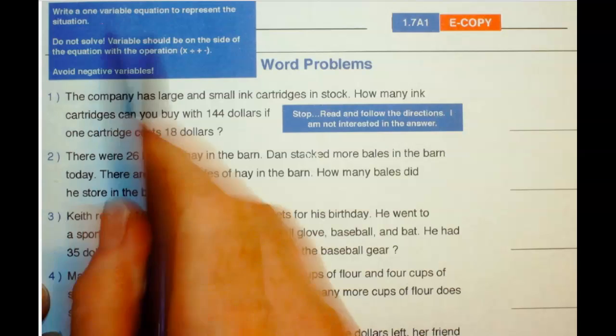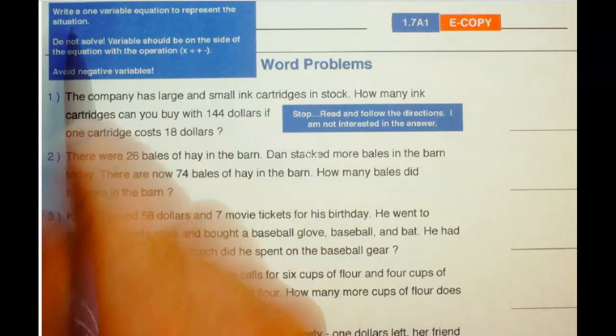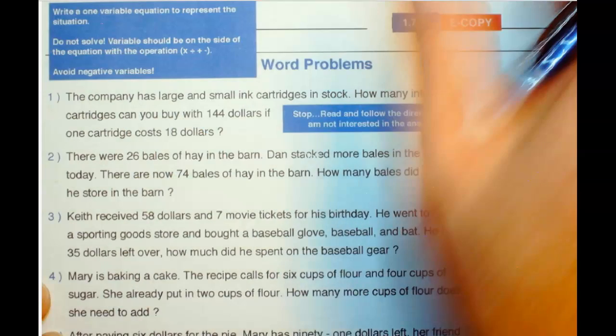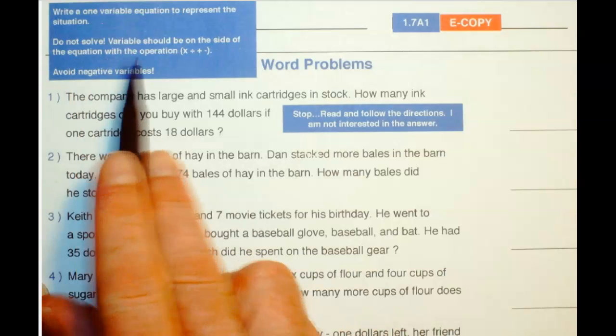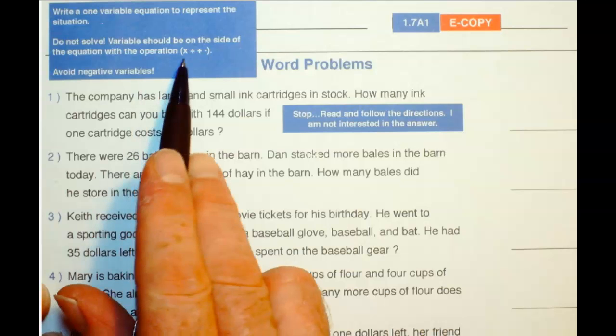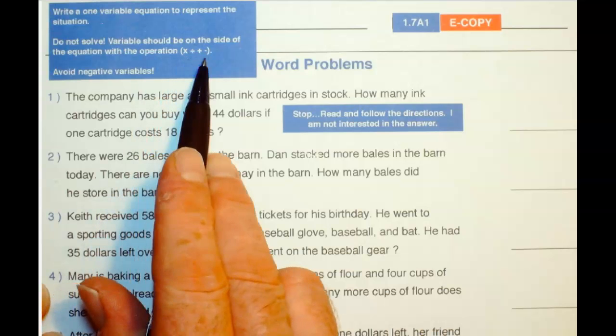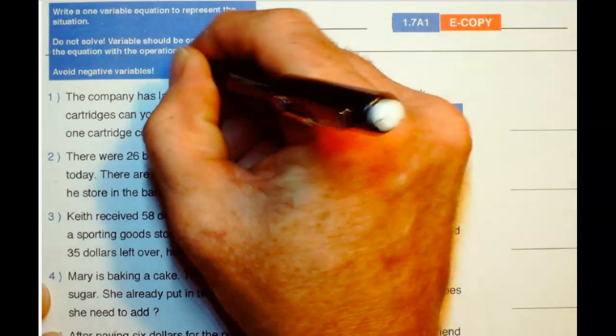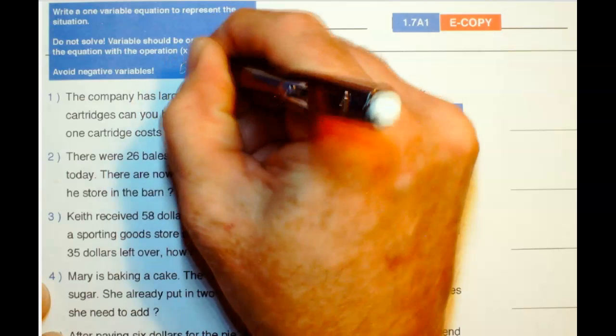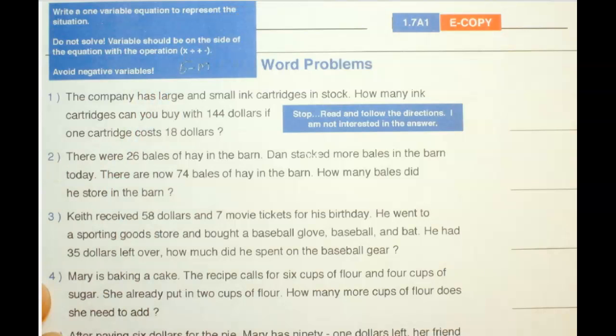We're going to be writing one variable equations to represent these situations. We're not solving them. The variable should be on the side of the equation with the operation. In other words, the variable, the letter, should be with multiplication, division, addition, or subtraction. And we're trying to avoid negative variables. Negative variables are something like 5 minus m, where it says minus an m there.